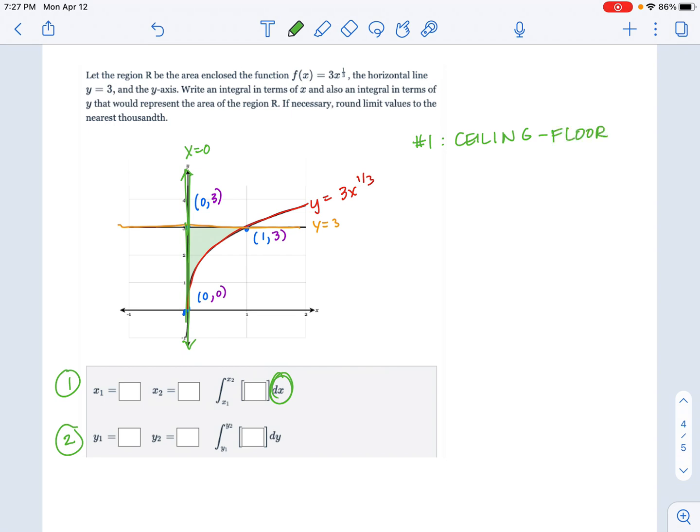Okay, so I'm going to do the orange function as my ceiling. So that's 3. And then minus my floor function, that is the red one, which is 3x to the 1/3. And since I'm doing this in terms of x, that's okay to use x in my integrand. My left-hand limit is 0. Actually, I'm going to use these colors here. So I'm talking about this intersection point right here, this 0. And then it goes over to this second intersection point right here at 1. So I'm going to put 0 and 1 in here. And then again, that is number 1 up there, 3 minus 3x to the 1/3.